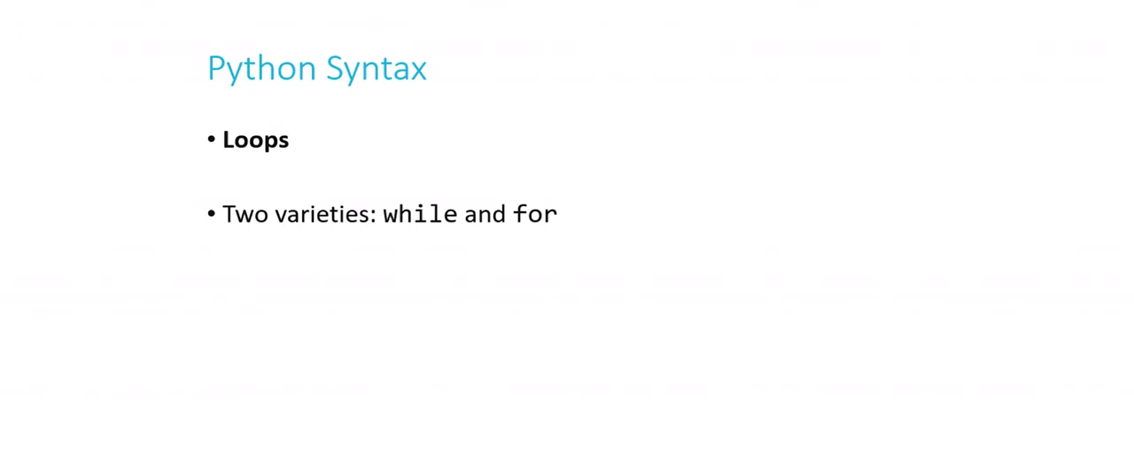We have 2 kinds of loops in Python. So in C, we had 3. We had while loops, do while loops, and for loops. Here in Python, we don't have do while loops anymore. We only have the 2, while and for, although they're a bit more flexible here.